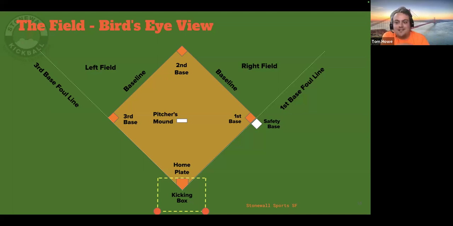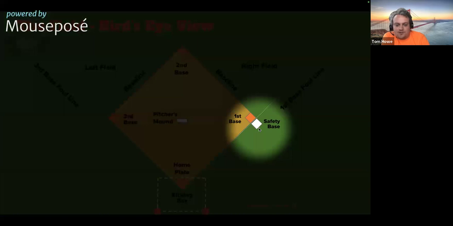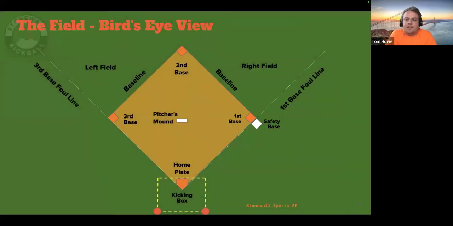So the bases in this league are actually orange, with the exception of the safety base here. So you'll see there's a white square out here right next to the first base. The safety base is essentially a base that, generally speaking, runners should run to. So if you're running from home plate to first base, you should actually run to the white base. But the others are orange because that's what was available. Does that answer your question?